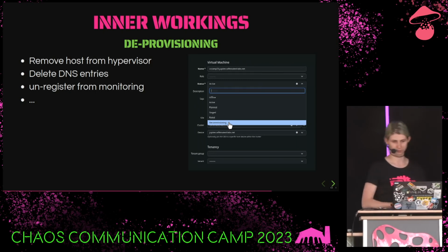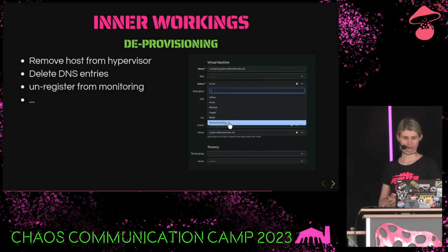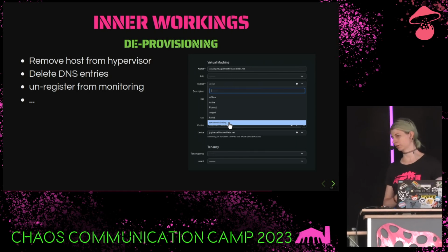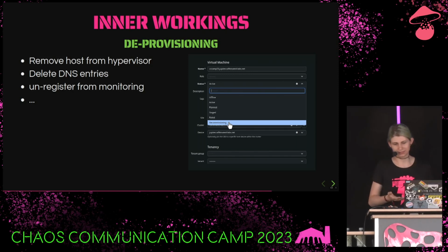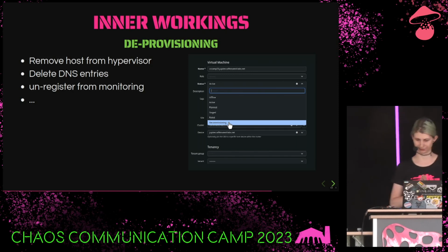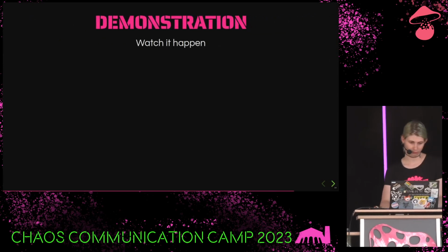So we will unregister the whole thing from monitoring, delete the DNS entries, and then remove the VM or container from our hypervisor, and everything is removed, and it's done. I've sped through this part quite a bit, because now we're going to see it happen in real time, hopefully. So we start with our Netbox instance.